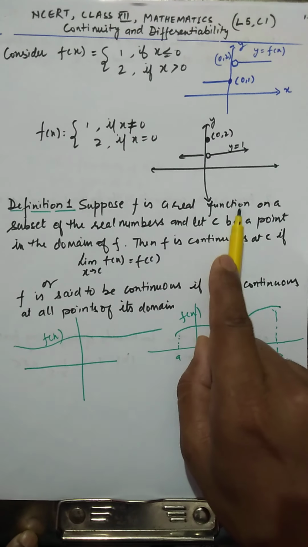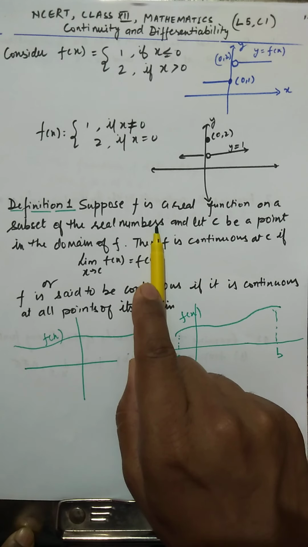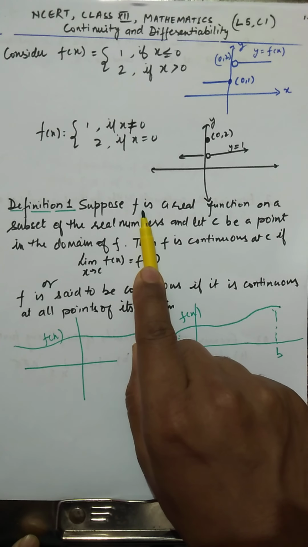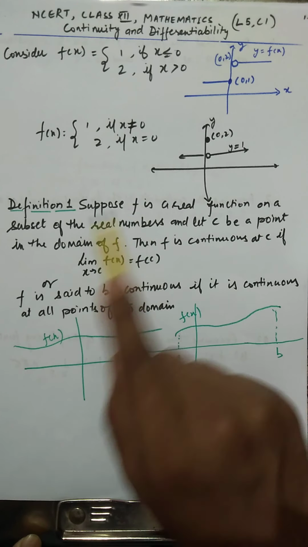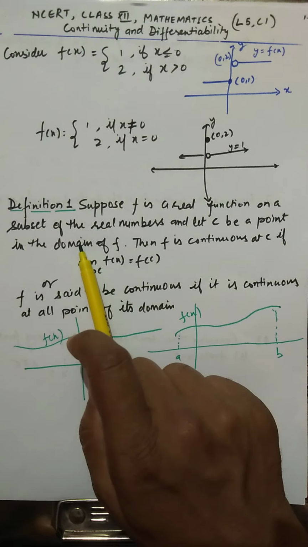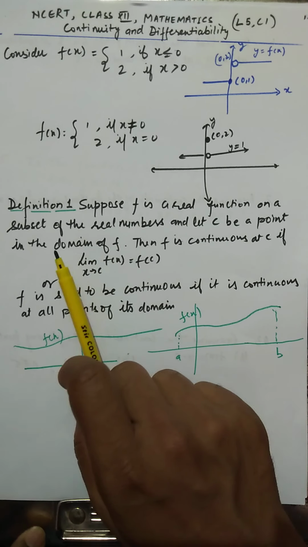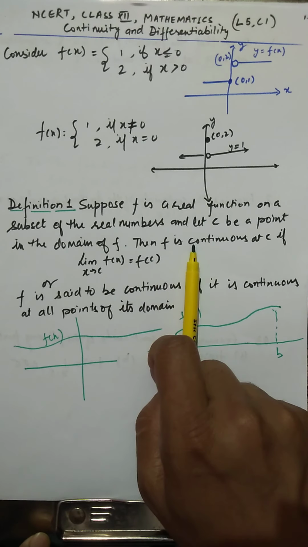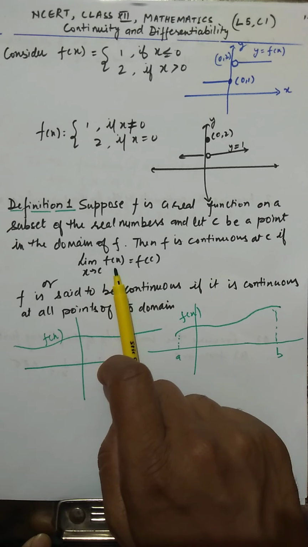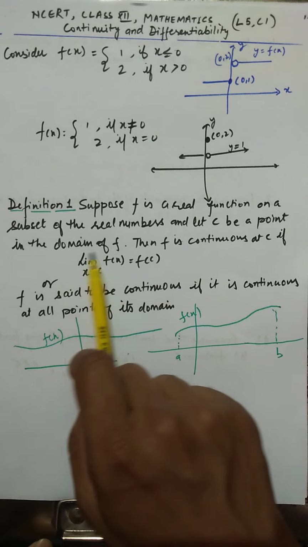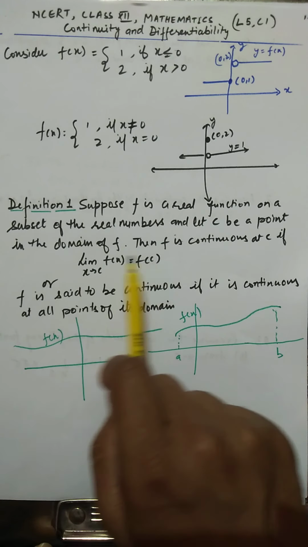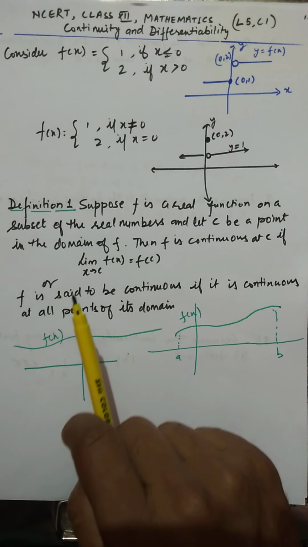Suppose f is a real function on a subset of real numbers. I'm again explaining what a real function means: the domain of f is a subset of real numbers, and the codomain is also a subset of real numbers. So f is also called a real-valued function. And let C be a point in the domain of f. Then f is continuous at C if the limit as x tends to C of f(x), whatever value this limit comes to, is equal to the value you get by putting C in the function, f(C). If both of these are equal, then you say the function is continuous at that point C.